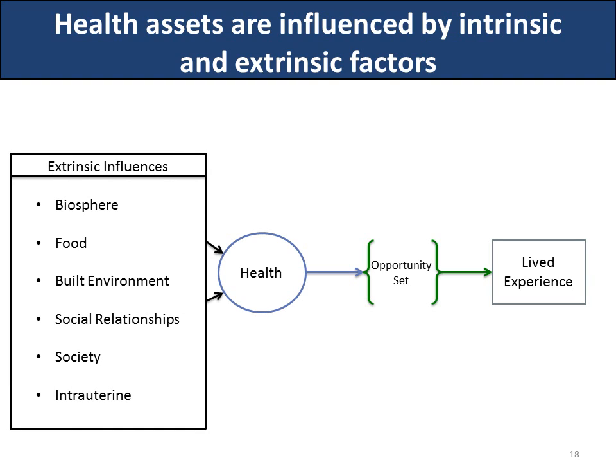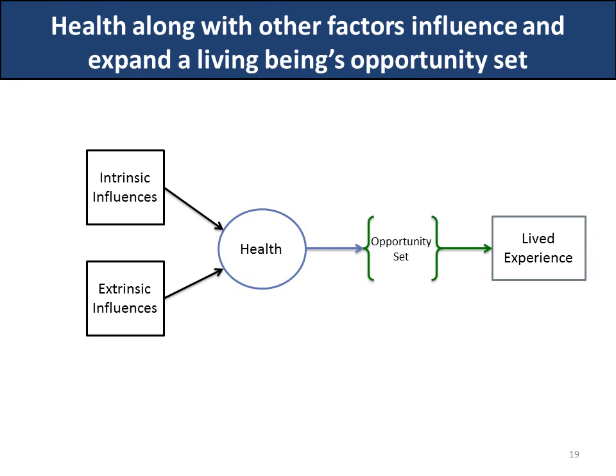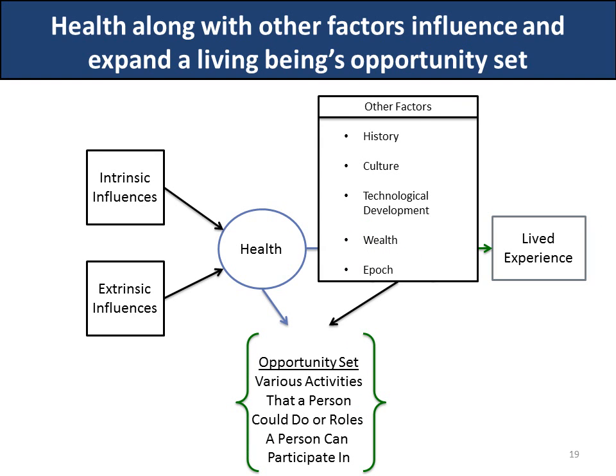It's influenced by the natural environment, food, the built environment, the network of social relationships, societal influences such as economics, crime, etc., and the intrauterine environment for a fetus and a mother. Health, along with other factors, influence and expand a living being's opportunity set. That is, health is of instrumental value for expanding the various activities that a person could do or roles a person could participate in. That's an organism or a human's opportunity set. Health is not the only influence on the opportunity set. The historical epoch that a person finds herself in is an important influence, as is culture, level of technological development, and wealth.